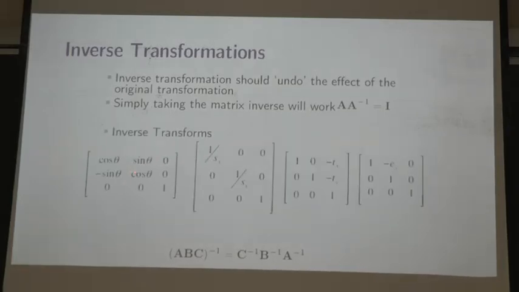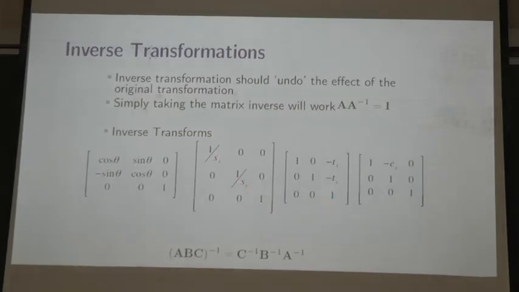I already talked about this. For rotation, the sign just changes. The negative sign from here comes here. For scaling, it makes sense that the inverse transform would be, if I expanded by 2, now I should apply a transformation by half. So 1 over Sx, 1 over Sy is the inverse transformation.